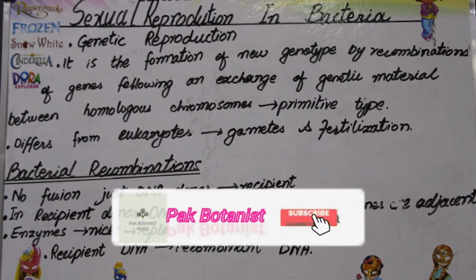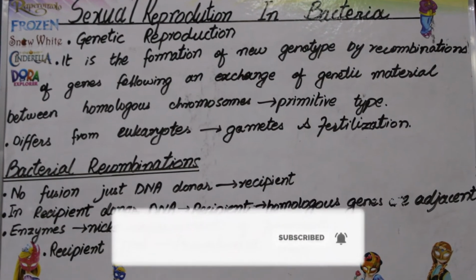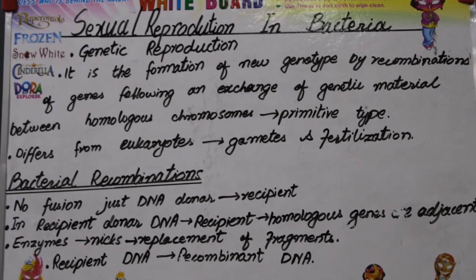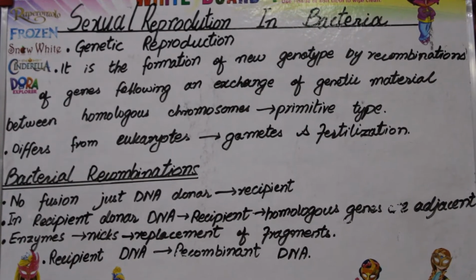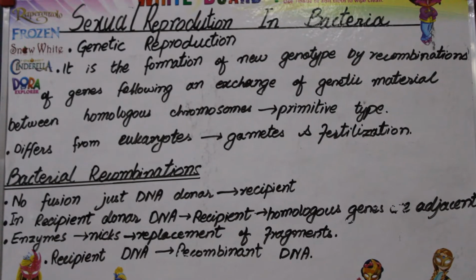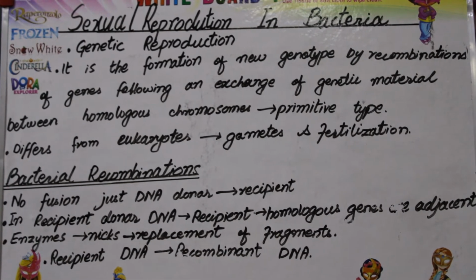Health and Iman. Today's topic is sexual reproduction. Today we're going to discuss sexual reproduction in bacterial cells. As we have already discussed asexual reproduction, which was binary fission and endospore formation. And today we're going to discuss sexual reproduction.